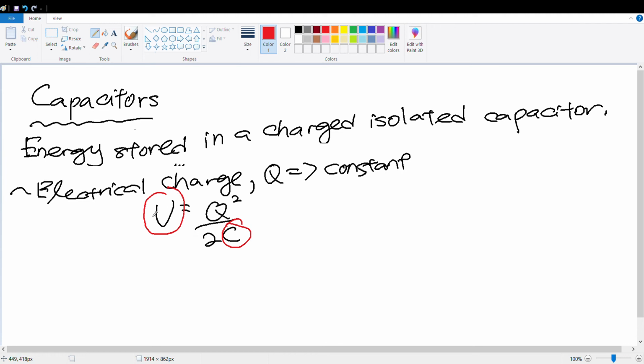The change of electrical potential energy is due to the change in the capacitance of the capacitor. If we allow the capacitance to change, the change of the capacitance of the capacitor is due to several factors.